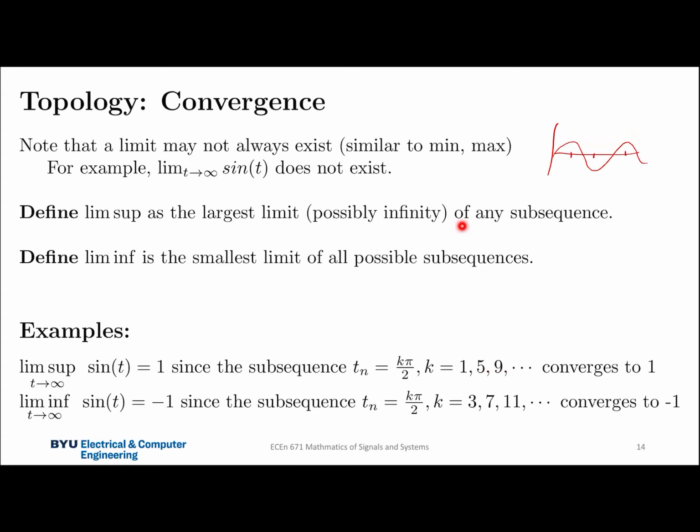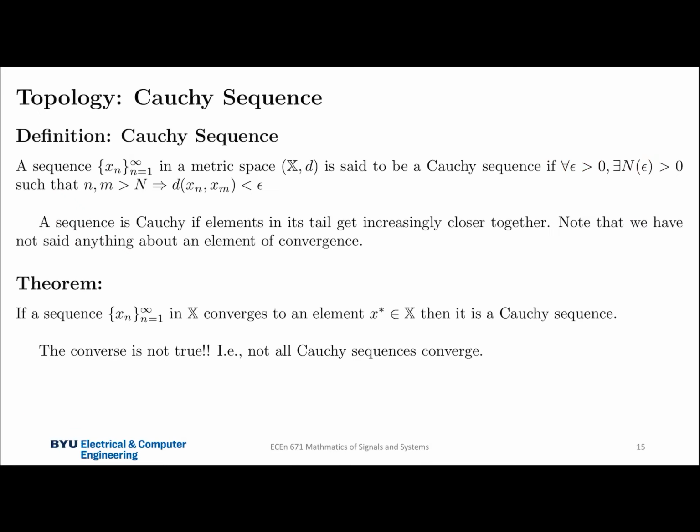It's the largest limit of any subsequence. So if you can pick a subsequence that converges to something big, like 1, and in fact, you could pick them exactly at this point, and that converges to 1. That's going to be the lim sup, and the lim inf is the same thing. It's the smallest limit of all possible subsequences. Okay, so a lot of times we'll use lim sup and lim inf instead of the limit.